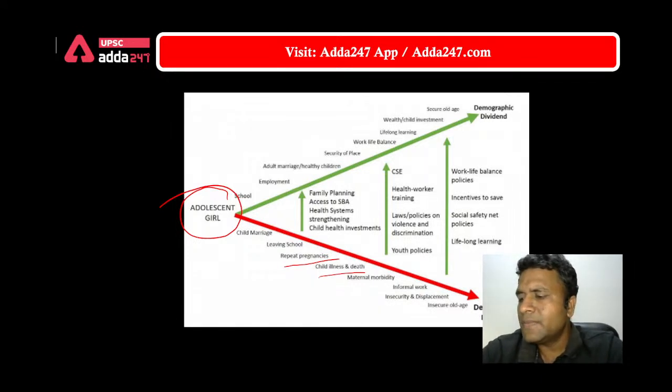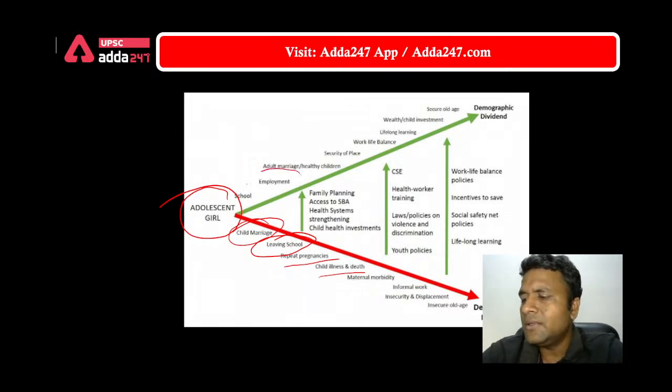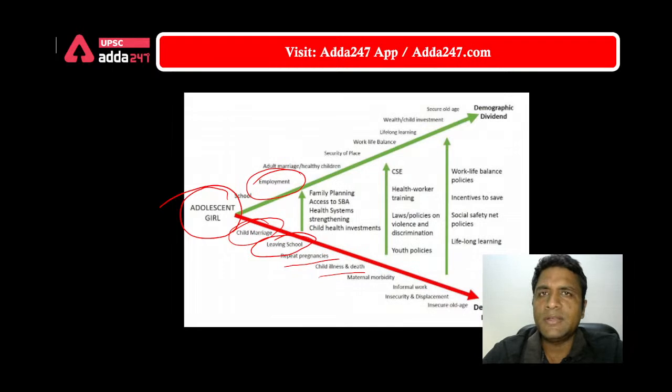Let's suppose, for an adolescent girl, if they are going for child marriage, they are basically going away from school, or they are going away from being employed. What will that lead to? That will ensure that they are leaving school, and if they are not studying, they are not educated enough, they will not be skilled enough, and so they will not be getting that employment. So there they are losing out. And if they leave school, that means they are not in the workforce. What will happen is they will get married early, earlier than usual.